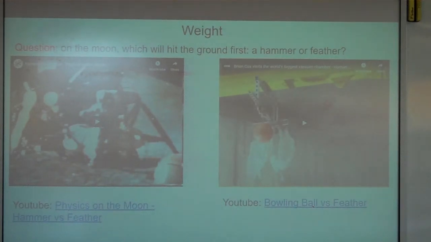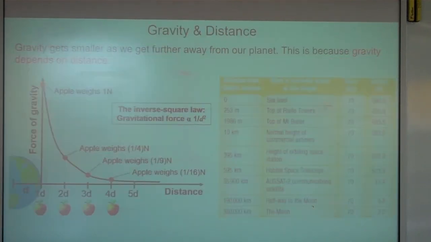Yes, and we've already watched that film clip, bowling ball versus a feather, 9.8. That's why both objects in a vacuum fall at 9.8.